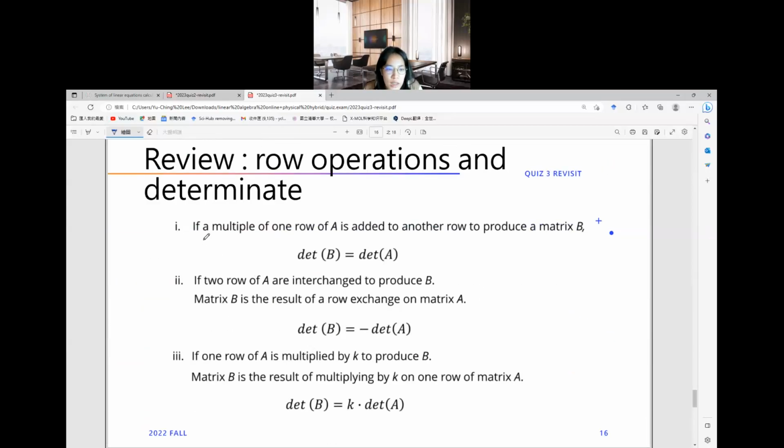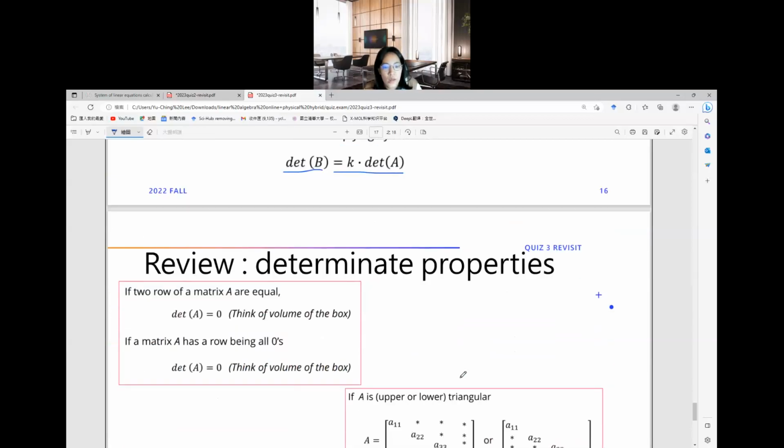We have seen in question 1 that if a row replacement is done, the new matrix B has the same determinant as the original matrix A. But for the other two row operations: for interchange, if two rows of A are interchanged to produce matrix B, then the determinant of B equals -1 times the determinant of A. For scaling, if one row of A is multiplied by a constant K to produce matrix B, then the determinant of B equals K times the determinant of A. And what else do we know?